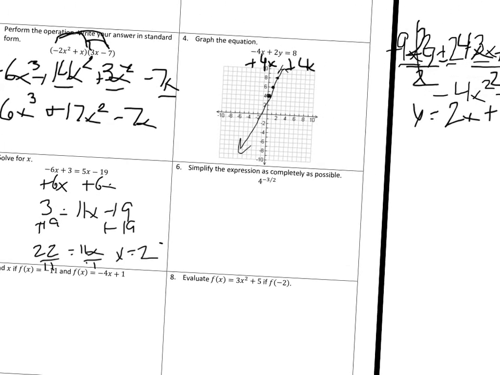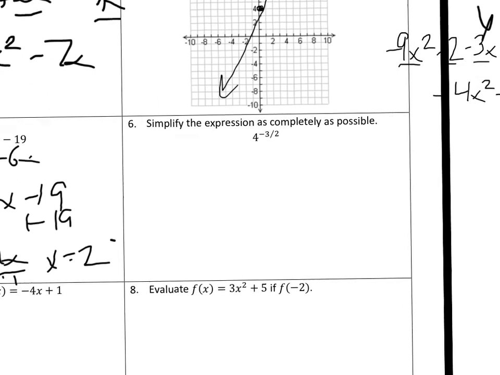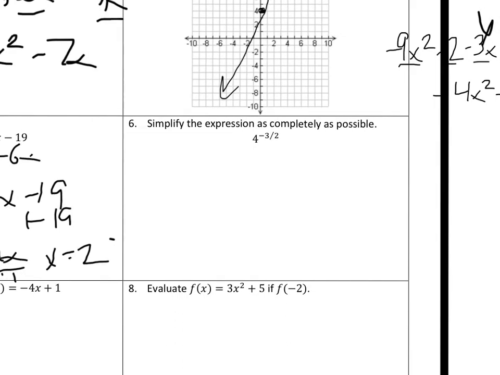Question number 6, simplify the expression as completely as possible. Remember, whenever we have a negative exponent, we need to put it in the denominator. So I'm going to rewrite this as 1 over 4 to the positive 3 over 2. And now, remember what we think about this is 1 over, I need to figure out, is the numerator outside of the radical or underneath the radical?